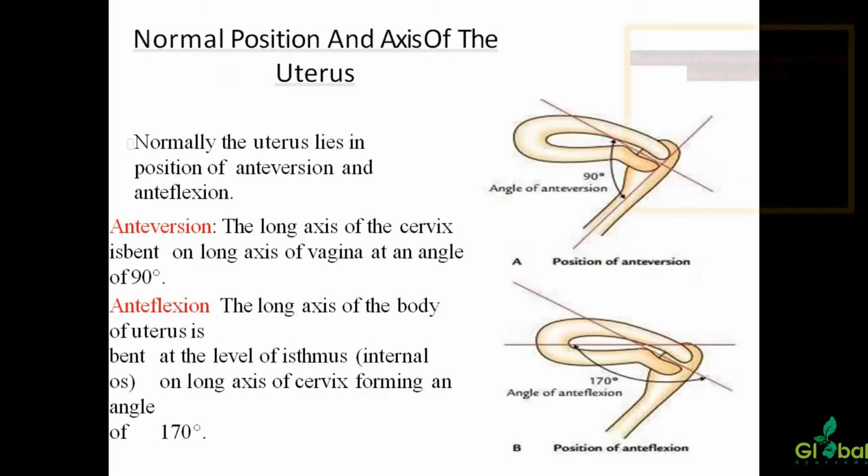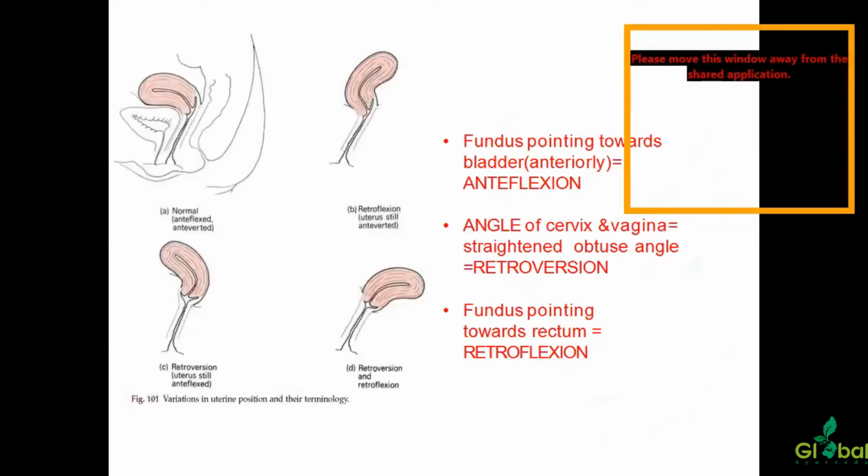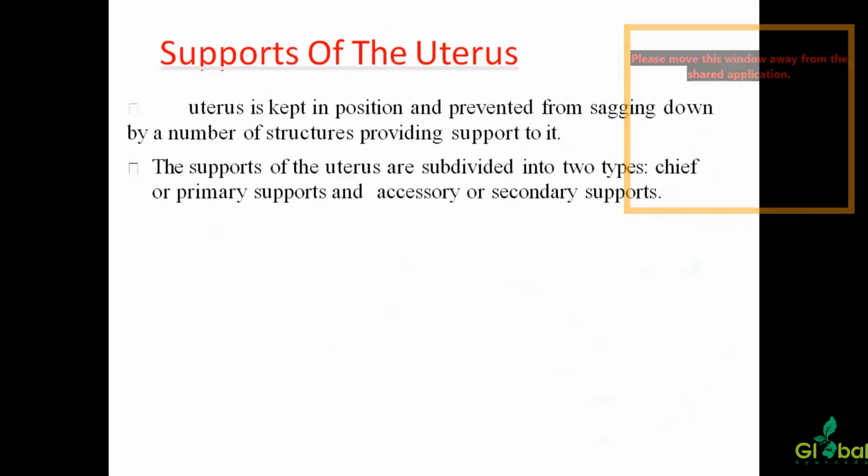Then anteflexion means the long axis of the body of the uterus is bent at the level of the isthmus on the long axis of the cervix, forming an angle of 170 degrees. This is known as anteflexion, when the fundus points towards the bladder. When the angle of cervix and vagina is straightened, making an obtuse angle, it is known as retroversion. When the fundus points towards the rectum, it is known as retroflexion.